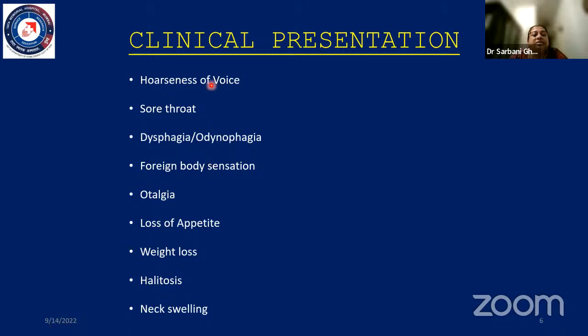Now, the clinical presentation of most patients with laryngeal cancer would be hoarseness of voice, sore throat, dysphagia, sometimes odynophagia, a foreign body sensation in the throat, otalgia as referred pain, loss of appetite, weight loss, halitosis, and of course, neck swelling depending upon the stage and the subsite of involvement.